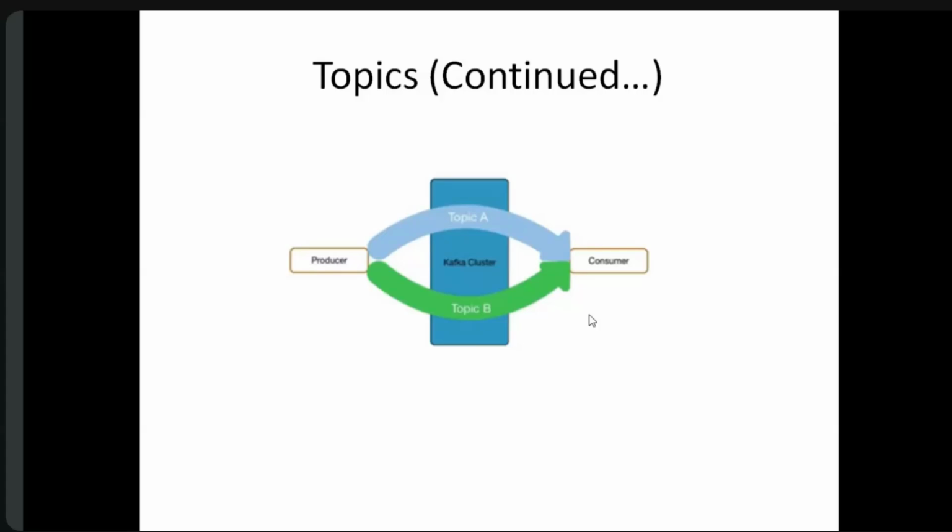So this is just a view of topics. We have created two topics in this Kafka cluster. The blue box is the Kafka cluster. There are topic A and topic B. The producer will be able to send data to both topics, topic A and topic B. And similarly, the consumer will also be able to consume data from both the topics.